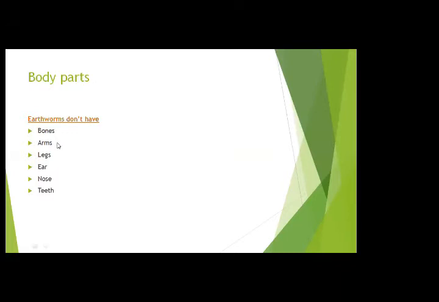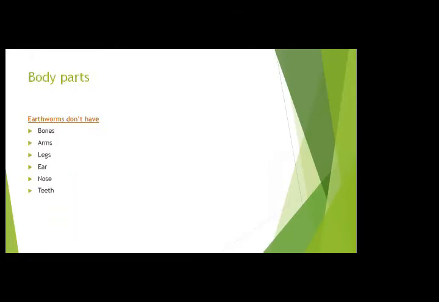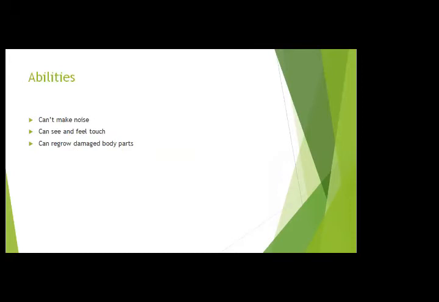They don't have any arms, legs, ears, nose, or teeth. Earthworms don't have bones, arms, legs, ears, nose, or teeth. You can see in this picture that there isn't any leg, arms, nose, teeth, or ear. Okay? Now, abilities.